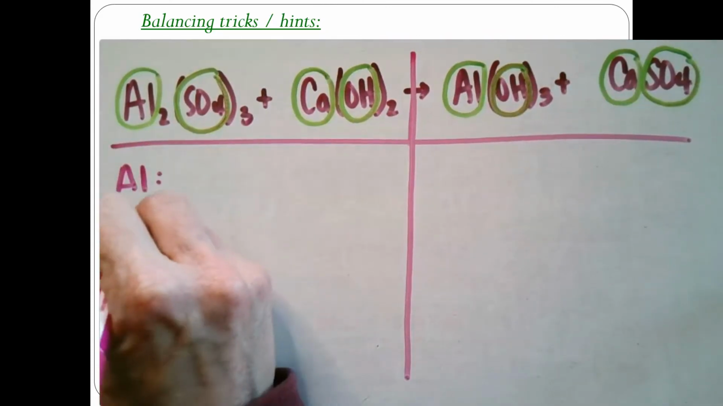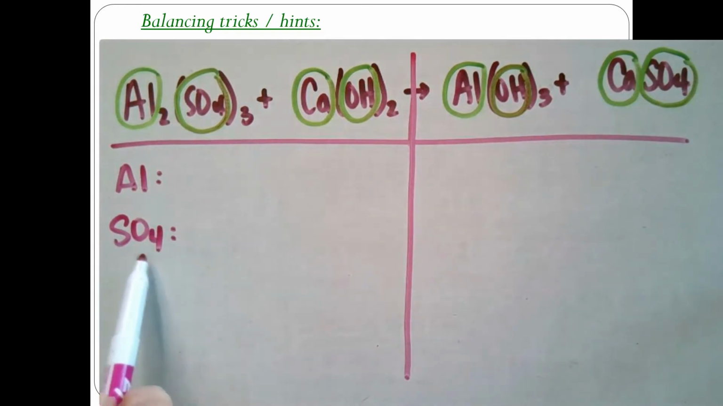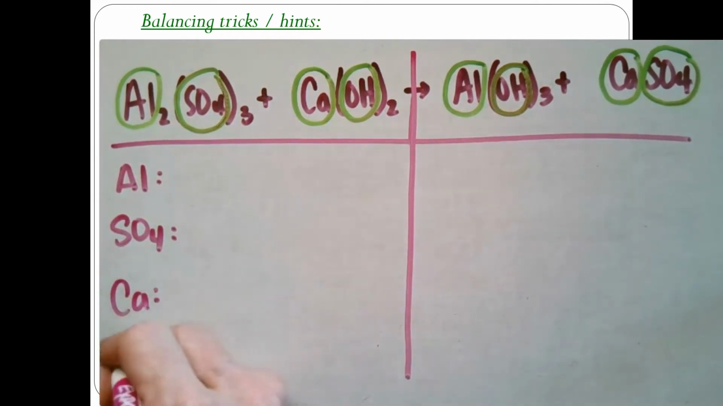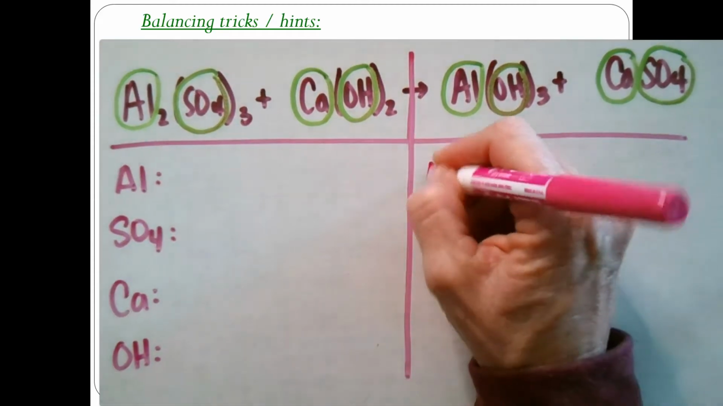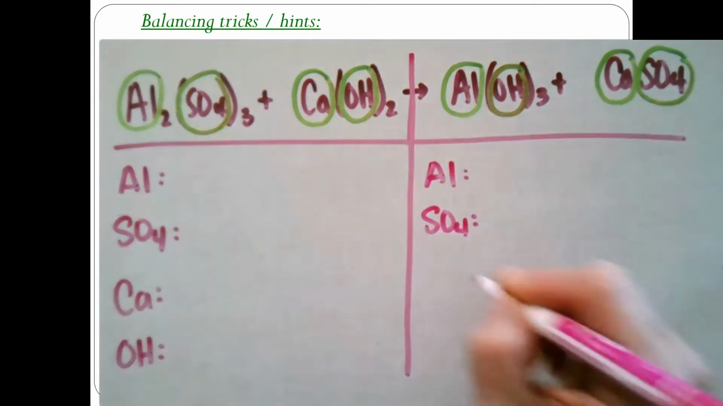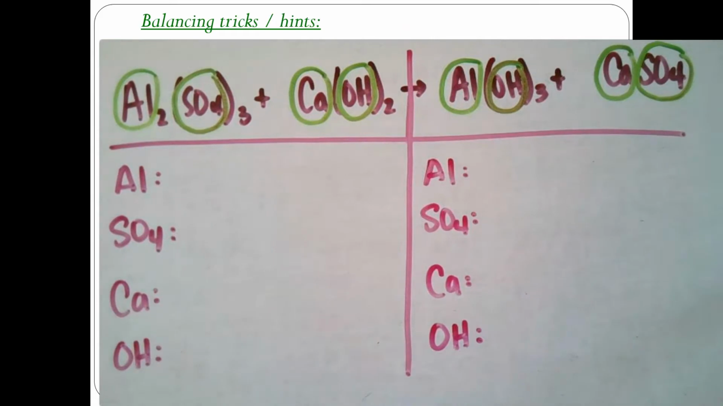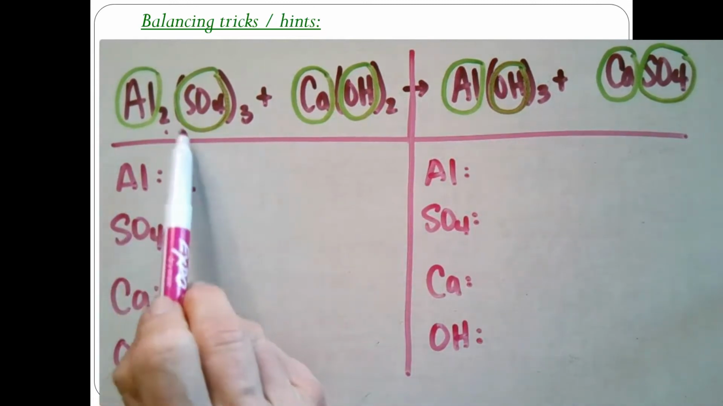Al, SO4, see, I am keeping the subscript there because it is a polyatomic ion. Ca and OH. And on this side, I'm going to do the same group of 4. Al, SO4, Ca, and OH. So when I go to figure out how many I have, aluminum is pretty straightforward, that's 2.